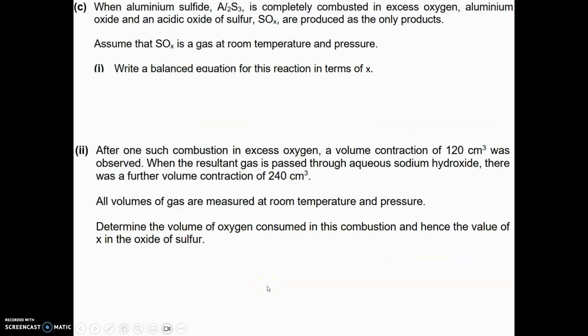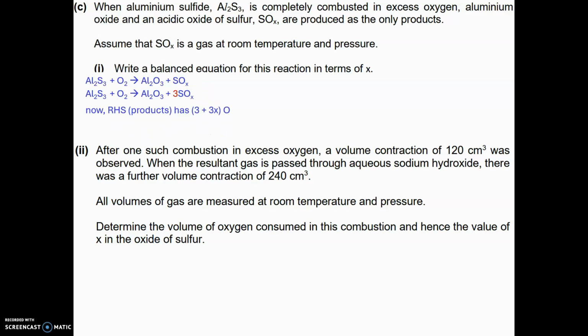Part C, we have aluminium sulfide combusted in excess oxygen to produce aluminium oxide and acidic oxide of sulfur, SOx. First, we are required to write the balanced equation. So this is the unbalanced equation with SOx being a gas and we don't know the value of x. So we'll balance the S first. My reactant side has 3 S, so I'll put a 3 in front of the SOx to balance the S on the product side.